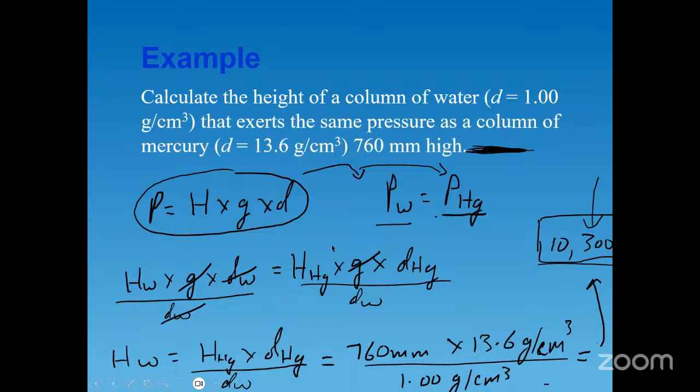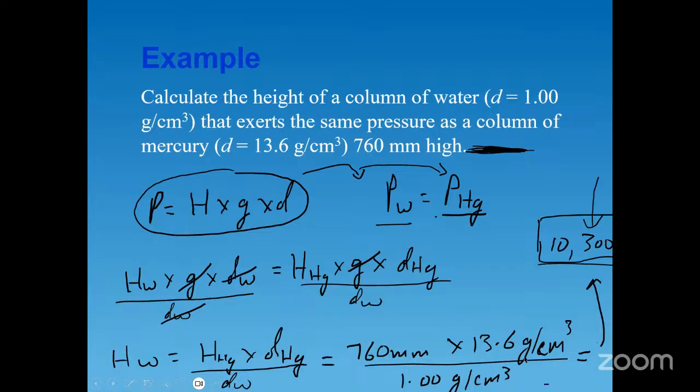And then because I want to find out what the height of the water column is, I divide both sides by the density of water. So the density of water will cancel out on this side, and you're left with the density of water on this side here, right? So all I have to do from here is plug in the numbers for the height of the mercury column, the density of the mercury, and the density of the water. And that's what I did right here.